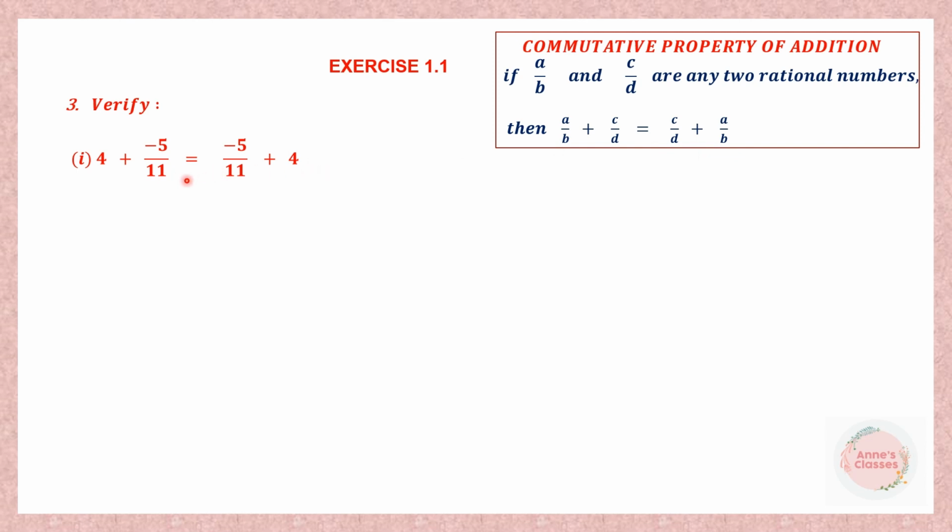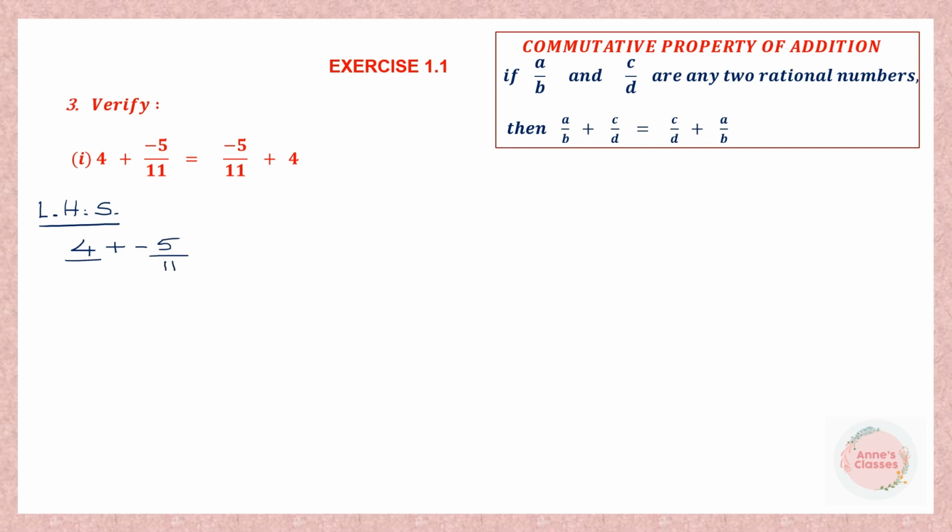So we are going to verify if this is true. This is the left hand side, this is the right hand side. We are going to work out and see whether the answers on the left hand side and the right hand side are equal. So now let's begin with the left hand side. LHS means left hand side. So what do we have on the left hand side? We have 4 plus minus 5 by 11.